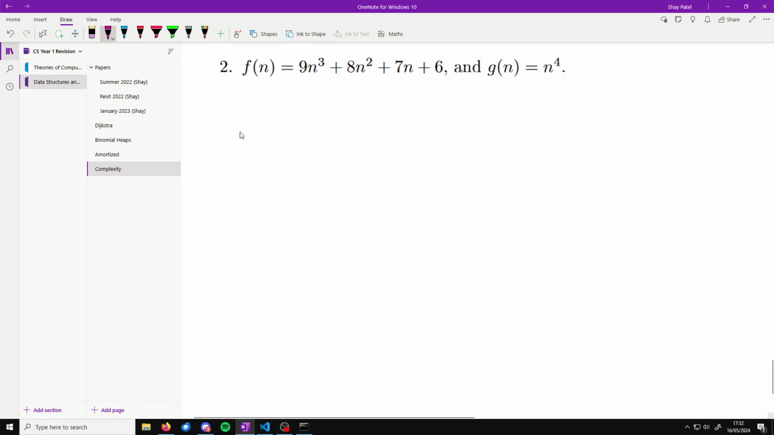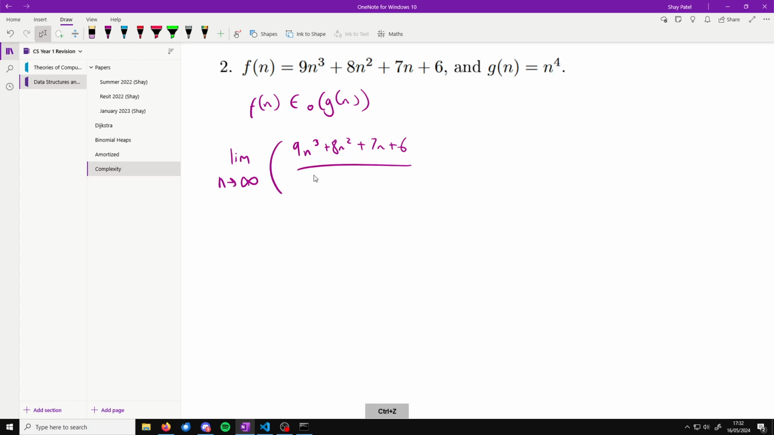Let's have a go at this. We want to show that f of n is in little o of g of n. Okay, so as n tends to infinity, we're going to have this, f of n, 9n cubed plus 8n squared plus 7n plus 6 over g of n, n to the 4. We want to show that this is equal to 0. So it equals the limit as n goes to infinity.